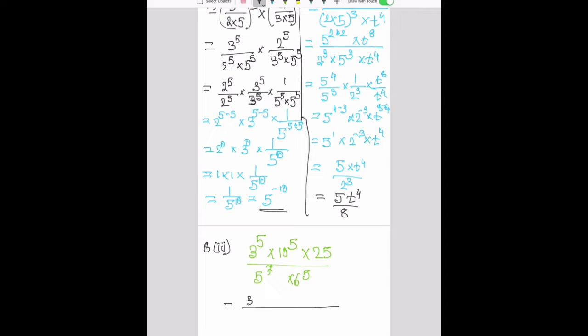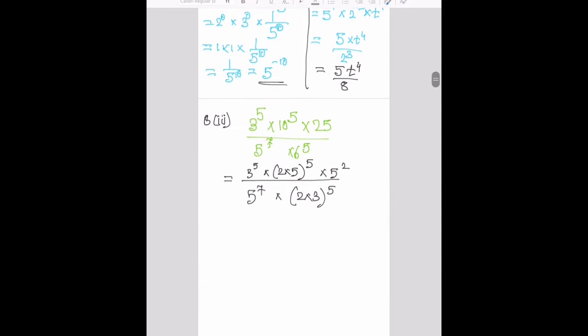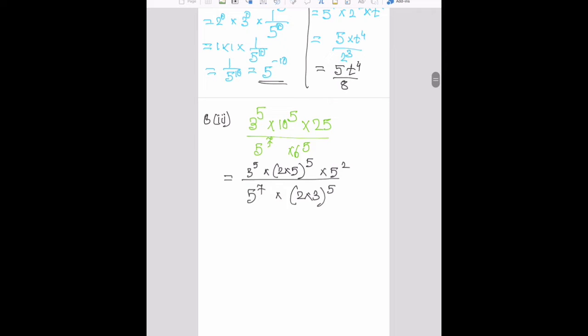So what you will do is: 3 to the power 5, 3 is already in prime factor form. 10 can be written as 2 into 5, to the power 5, and 25 as 5 square. 5 is written as 5 to the power 7. 6 can be written as 2 into 3, to the power 5, right? So you have broken down all the bases into their prime factorization form. Why do that? So that we can use the laws of exponents here.